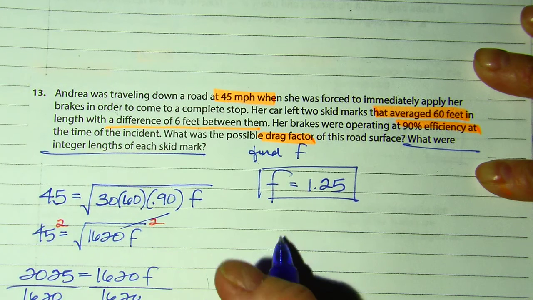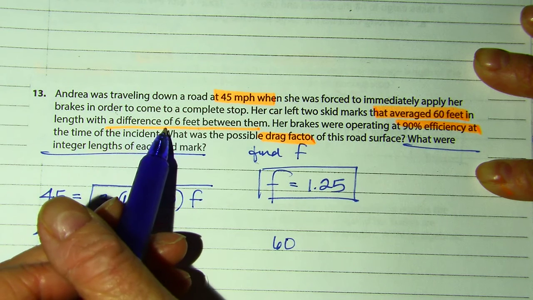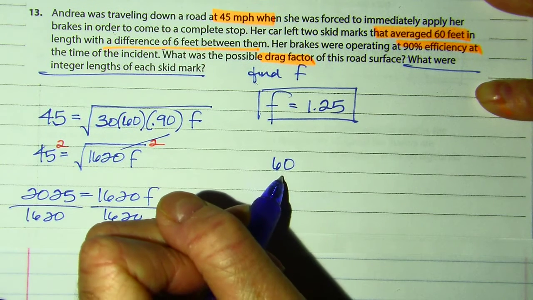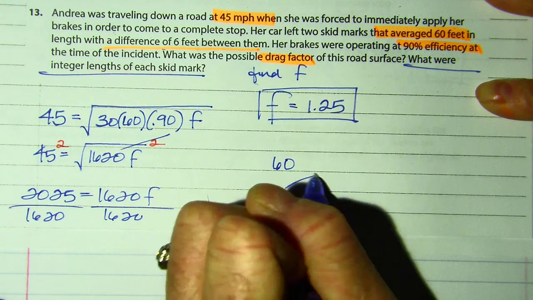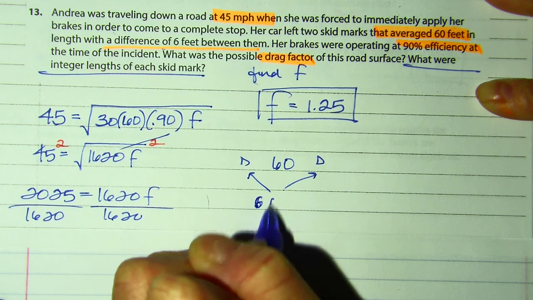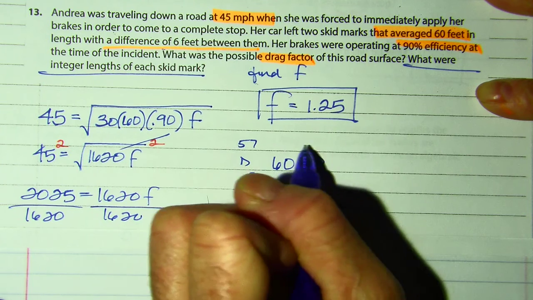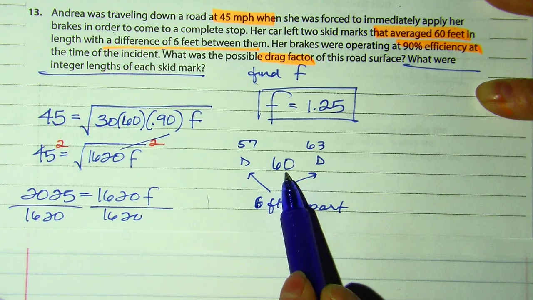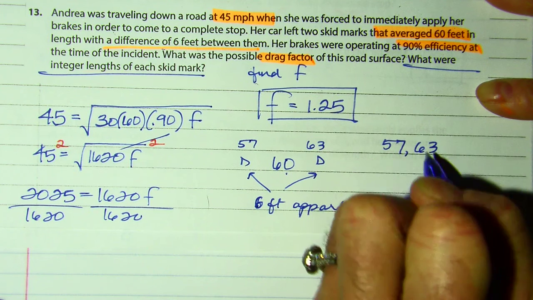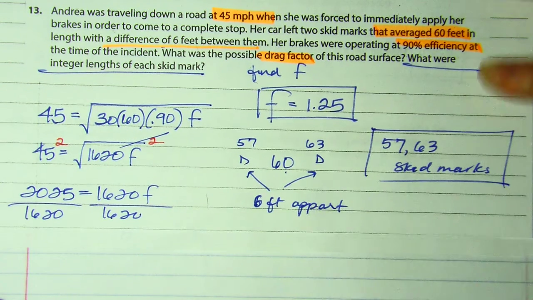So they told me the average was 60, but the difference of those two was 6 feet between them. So this is the middle, or the average, of 2 skid marks that are 6 feet apart. Well, then this would have to be 57, and this would have to be 63. And I know that because 60 is in the middle, and these are exactly 6 apart. So these would be the distances of the skid marks, or these would be the measurements.